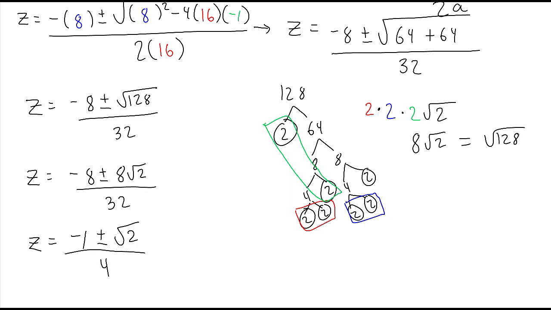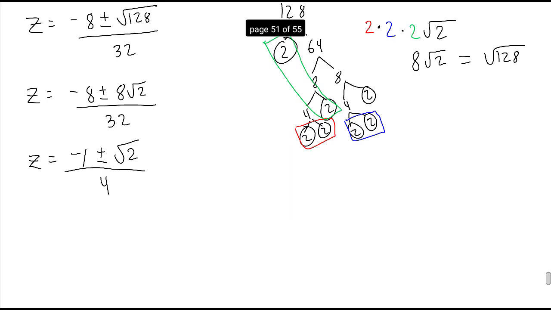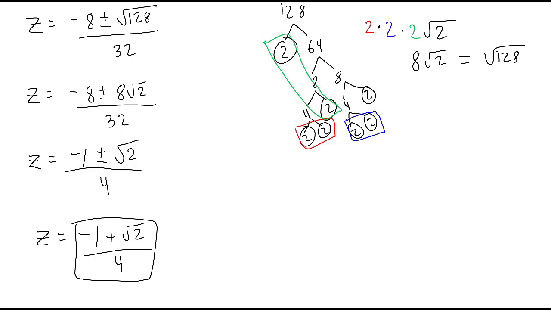So there's our answers. Negative 1 plus the square root of 2 over 4, and negative 1 minus the square root of 2 over 4. Both of our solutions are there. Okay, we'll go ahead and write them out separately. z equals negative 1 plus the square root of 2 over 4, and z equals negative 1 minus the square root of 2 over 4.